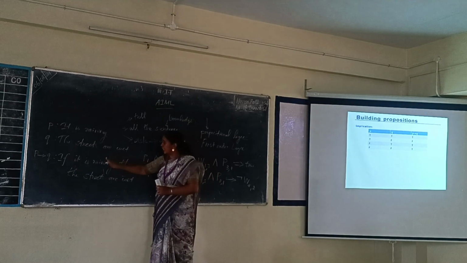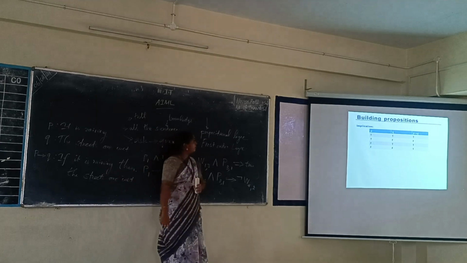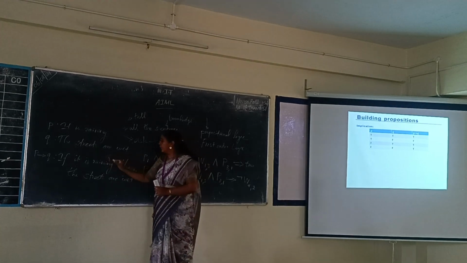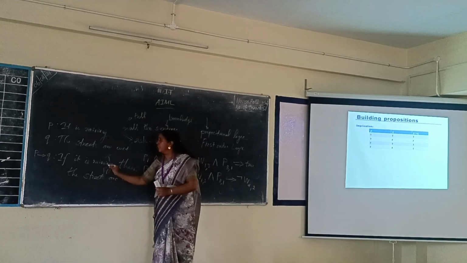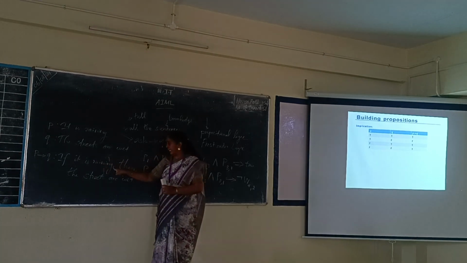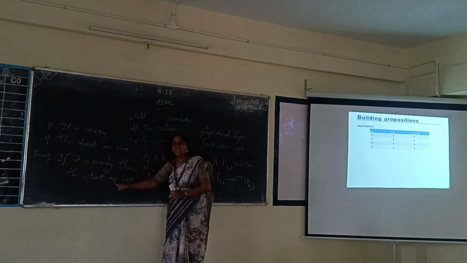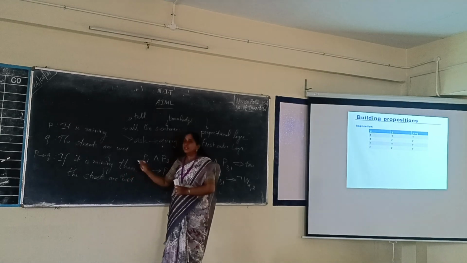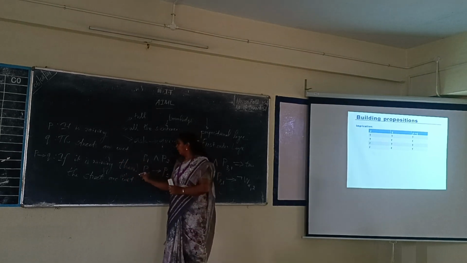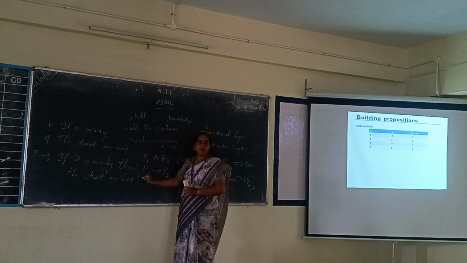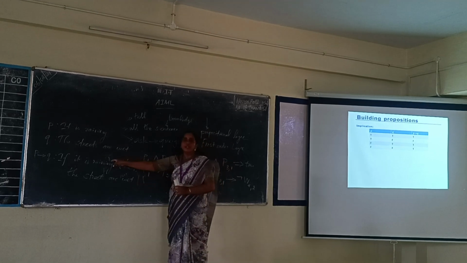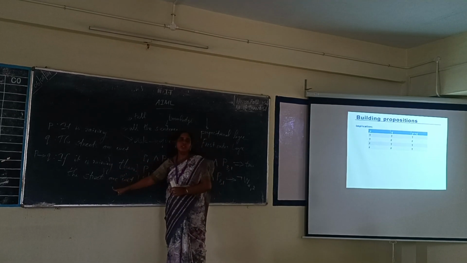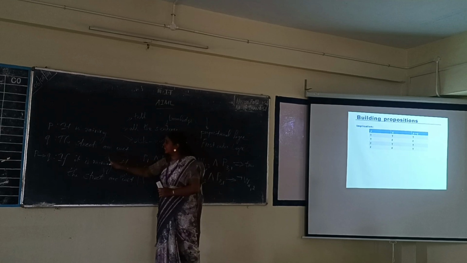In the second condition, P value is true and Q value is false. If it is raining, then the streets are not wet. Then what about the value? False, right? Rain is there, but the streets are not wet, so it is false.